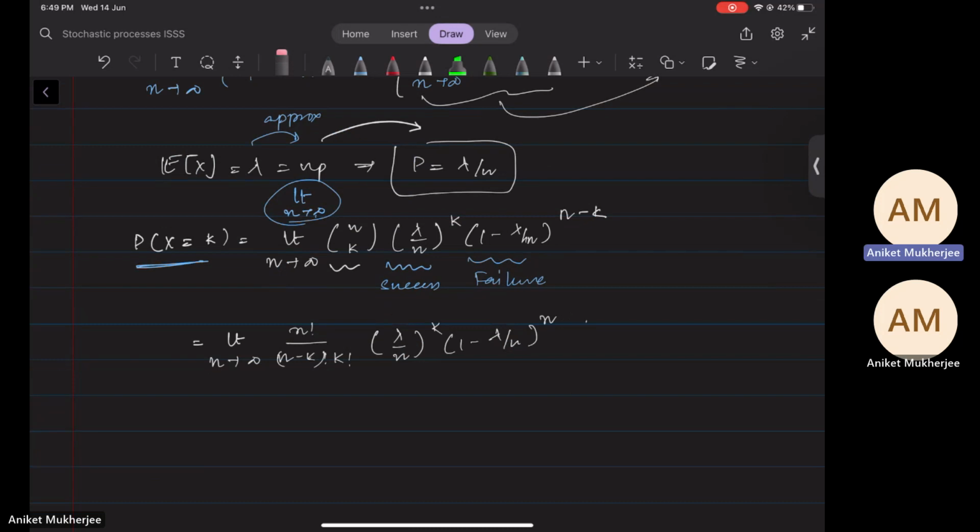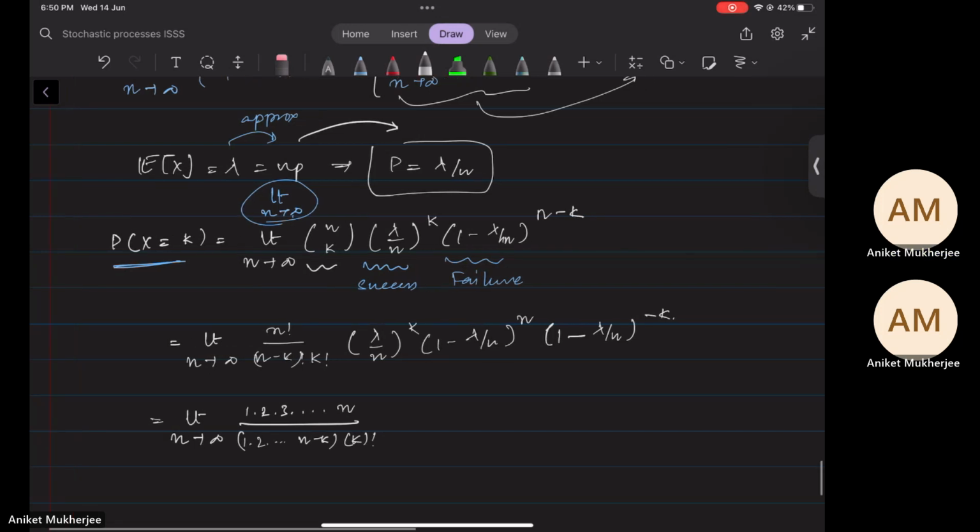So what I'll do is I'll write this as n and 1 minus lambda by n whole power minus k. Now I can write n factorial as 1 into 2 into 3 and so on till n, divided by 1 into 2 and so on till n minus k, and k factorial, into lambda by n whole power k into 1 minus lambda by n whole power n into 1 minus lambda by n whole power minus k.